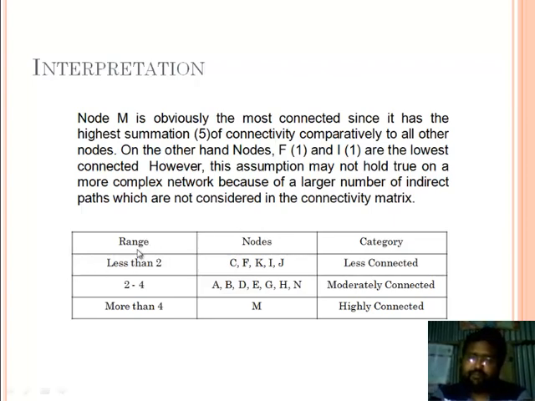Look at the range. Less than 2, the nodes are C, F, K, I, J, and these nodes are less connected, and A, B, D, E, G, H, N, all those nodes belong to the group of 2 to 4, and these are moderately connected. And on the other hand, node M belongs to more than 4, and it is highly connected.